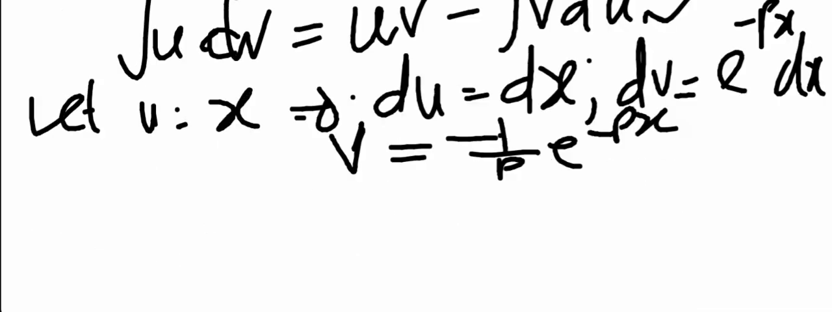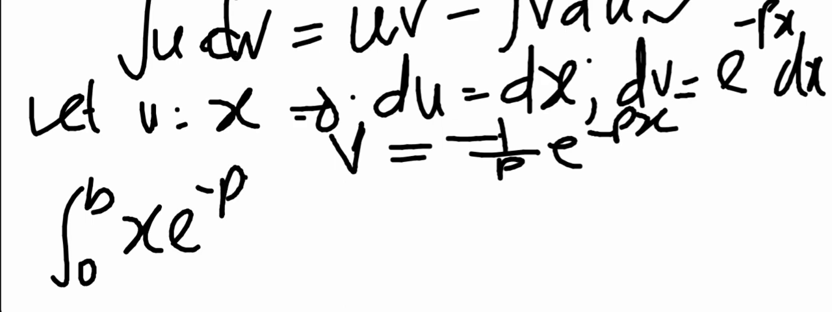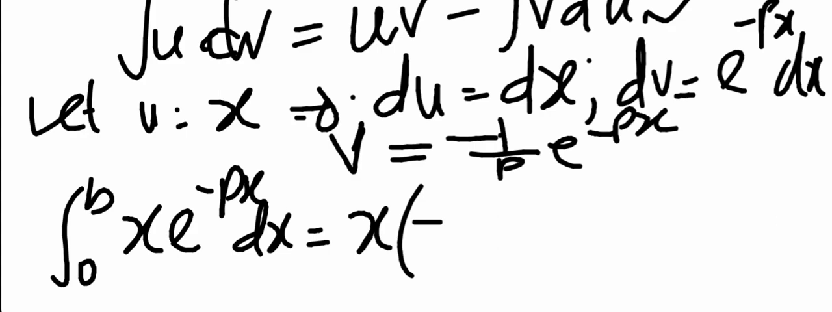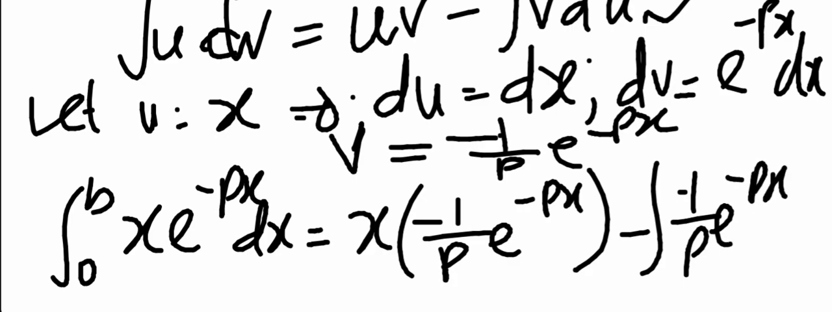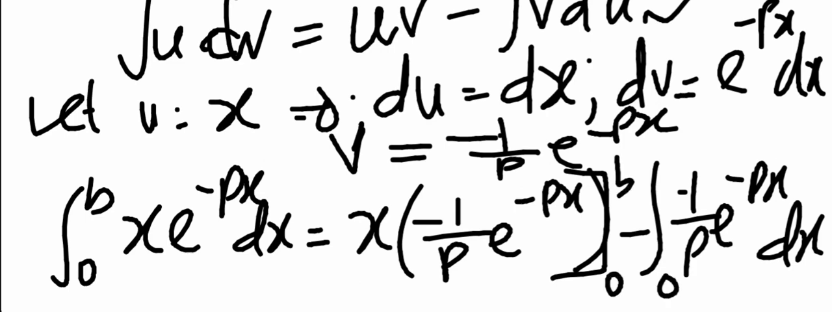So what would that give us? The integral from 0 to b of x exponential minus px dx is equal to u. What's our u? x, times v, which is minus 1 over p exponential minus px, minus the integral of v, minus 1 over p exponential minus px, and what is our du? Obviously dx. Let's not forget that we have a range. There is a tendency to forget, so this goes from 0 to b while this goes from 0 to b also.